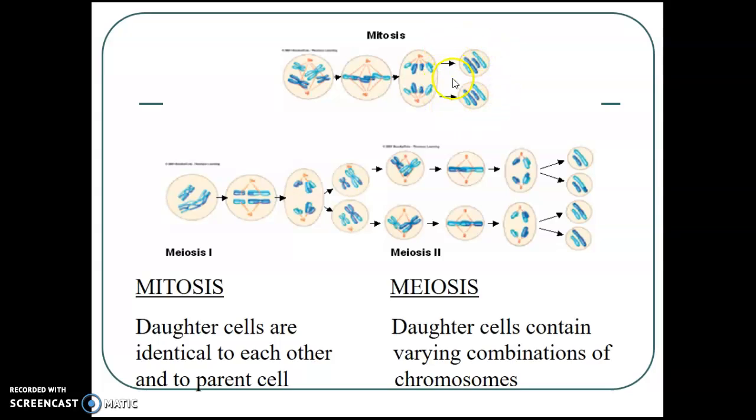So our cells at the end of mitosis match each other. They're identical genetically speaking, and they also are identical to the parent. Our daughter cells, or resulting gametes in meiosis, are unique. They carry varying combinations. They don't match each other, and they don't match the parent.